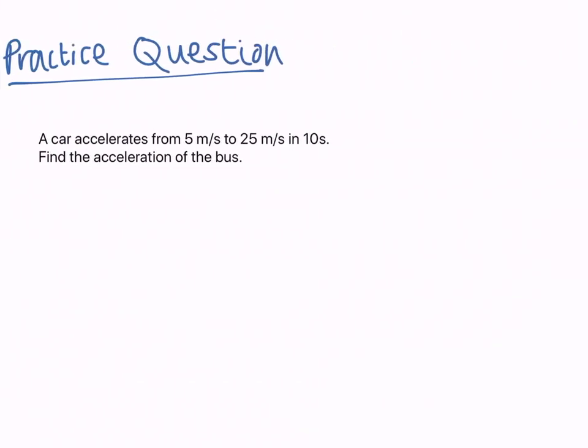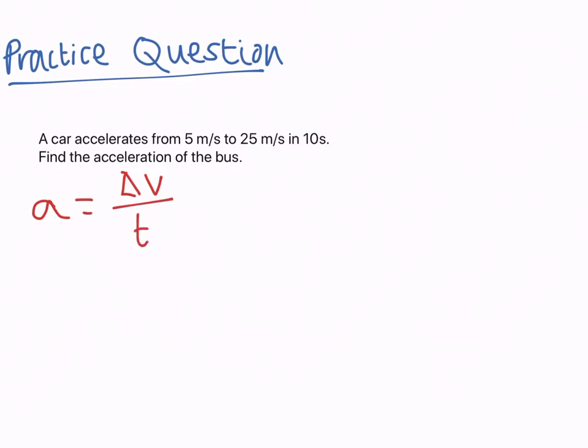Now we'll try a practice question. So a car accelerates from 5 meters per second to 25 meters per second in 10 seconds. Find the acceleration of the bus. So if we look back to our formula, acceleration is equal to change in velocity over time taken.